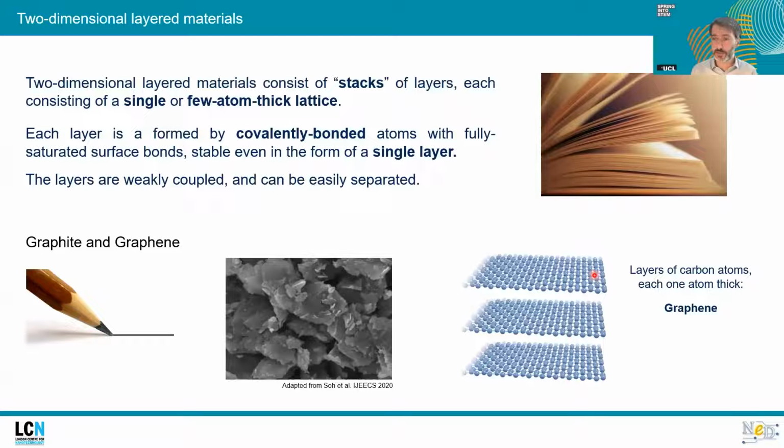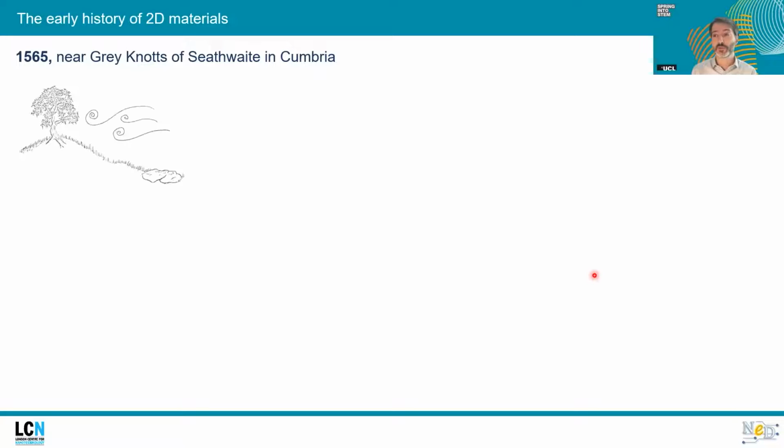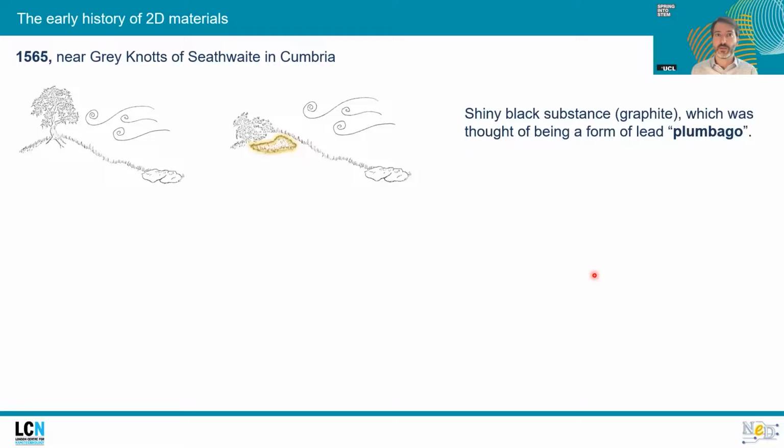Let's look a little bit at the history of 2D materials, starting with a little bit of fun. So like a lot of very nice stories, it starts with a legend. So the legend says that in 1565, near Grey Knotts in Cumbria, there was a storm, and the storm managed to uproot a tree. So when the tree fell down, there was a shiny black substance close to the roots, which we now know to be graphite, but at that time was thought to be a form of lead, and indeed they called it plumbago.